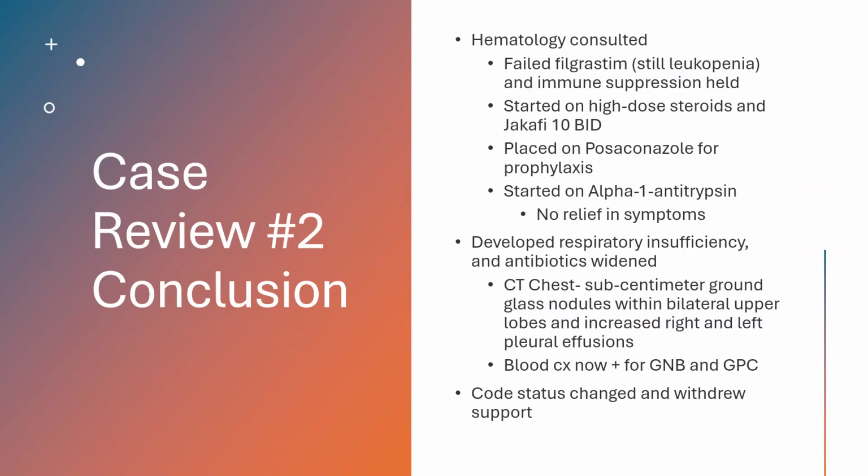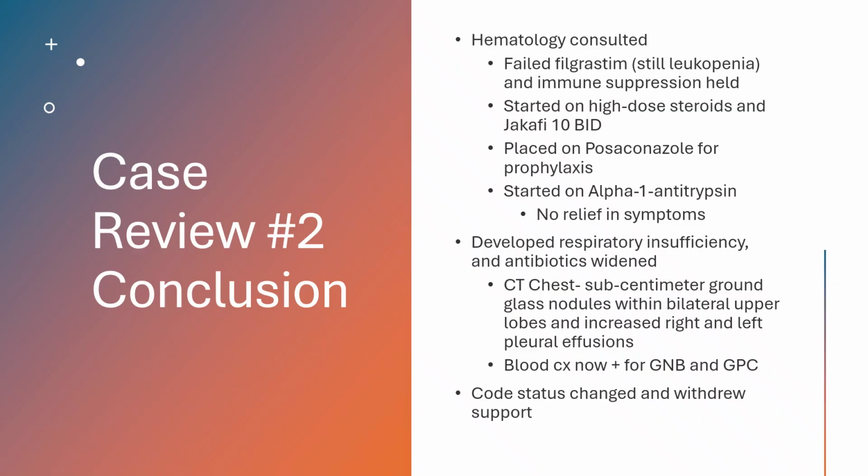So hematology was consulted. He failed the medication to help with his white blood cells, and his immune suppression was ultimately held. He was started on high-dose steroids and a GVHD medication, which is one of those JAK inhibitors, and he was also placed on antifungal medication for prophylaxis. He was still, unfortunately, having symptoms, and we saw no relief, so he was started on alpha-1 antitrypsin, and that also, unfortunately, had no relief.